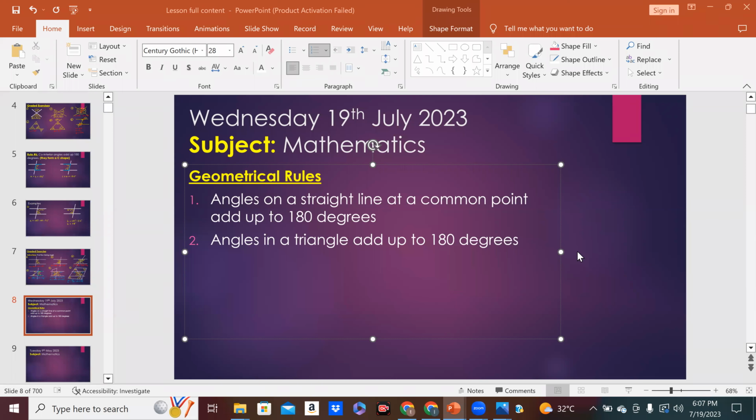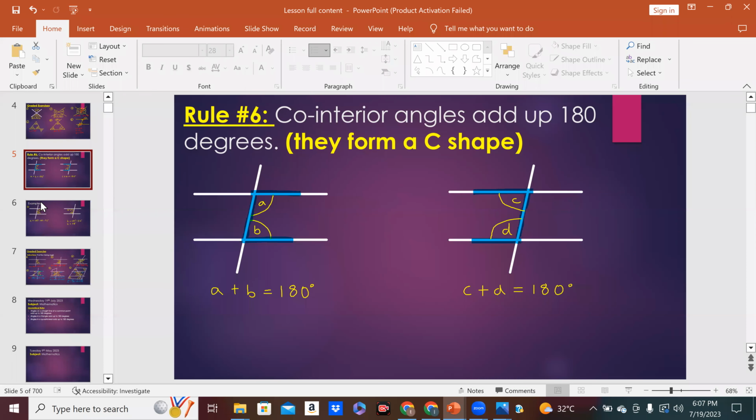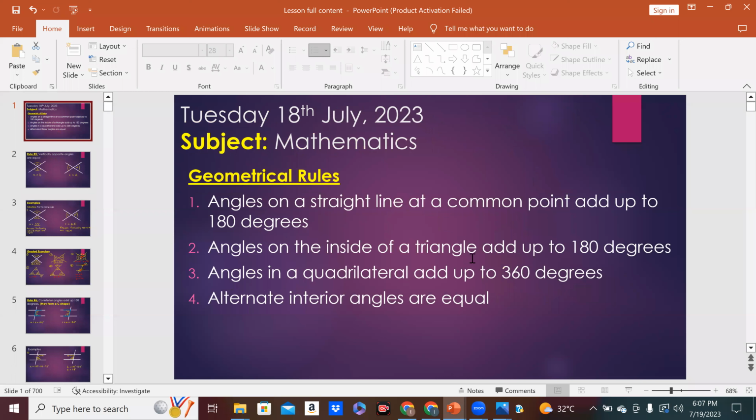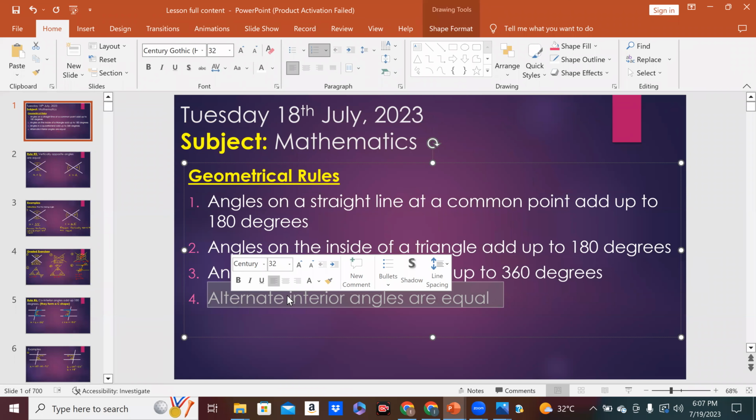The third one is, I believe, the one with the quadrilateral, angles in a quadrilateral. Angles in a quadrilateral add up to 180 degrees. So angles on a straight line at a point add up to 180 degrees. Angles in a quadrilateral add up to 180 degrees.